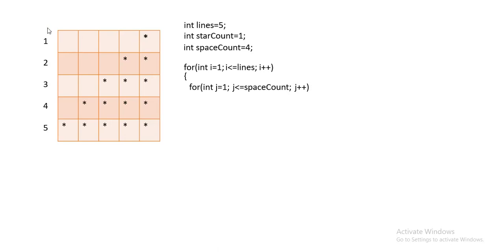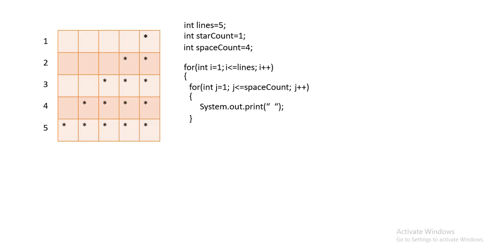When j equals 1, space will be printed on the first block. When j equals 2, space will be printed on the second block. Similarly, when j equals 3 and j equals 4. Now what we need to do is print a blank space inside this for loop. So that is the loop for space.